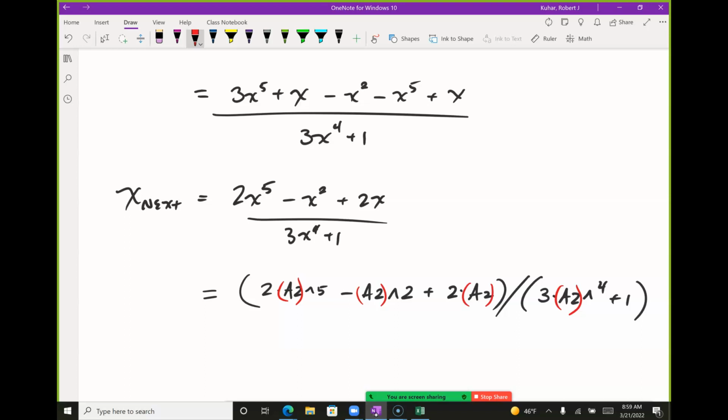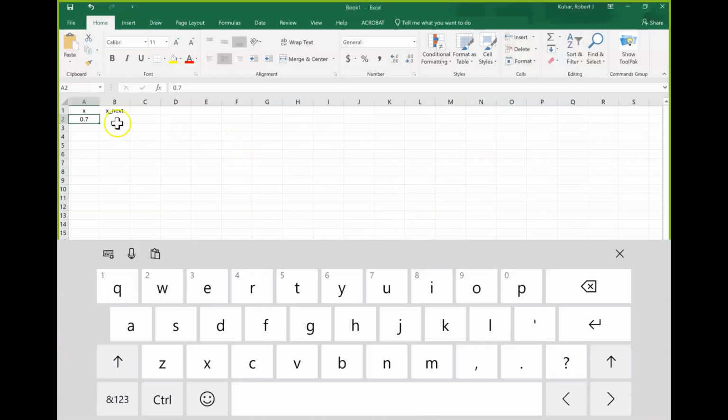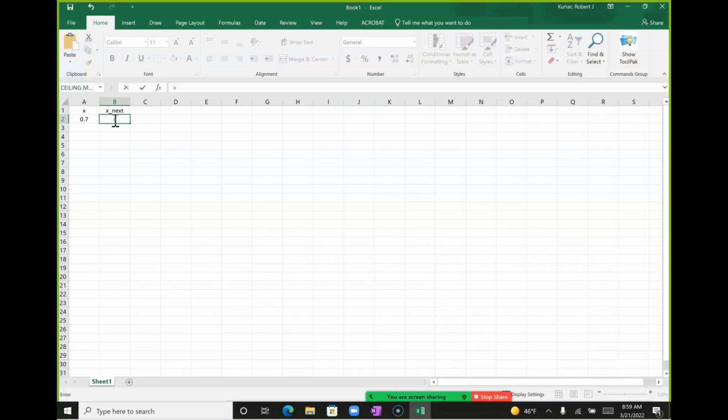So I'm going into my calculator and typing all of that into XNext. I need an equal sign, open parens for my numerator, which was 2 times A2 raised to the 5th. It's a little bit hard to see that. Can you see what I'm typing?